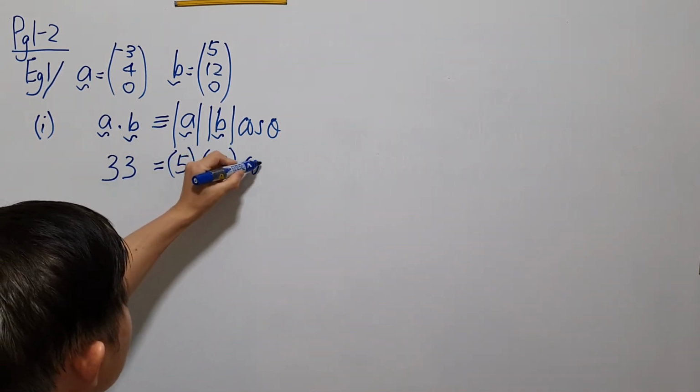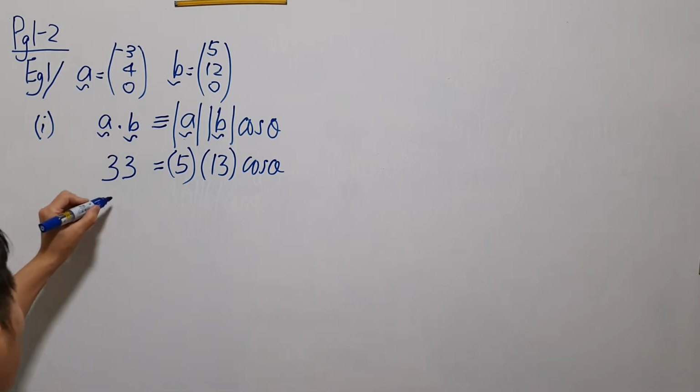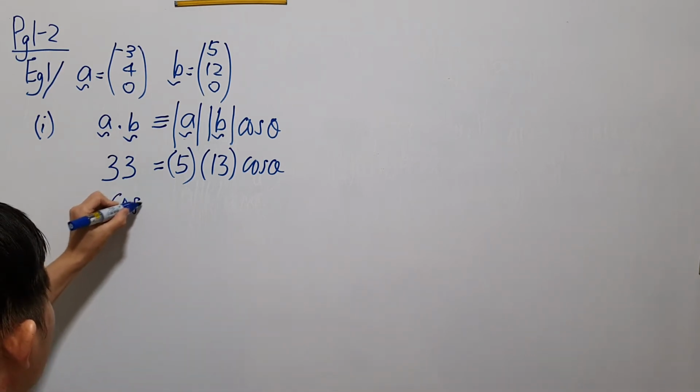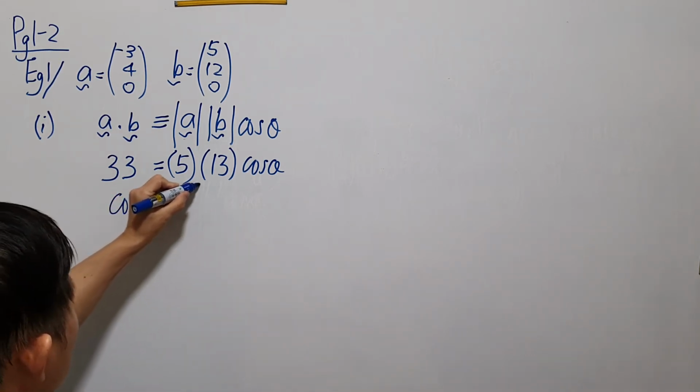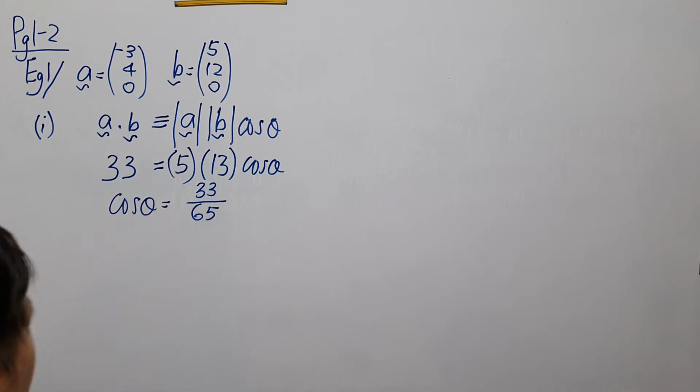And then cos theta. By performing the dot product, we are able to find the cosine of the angle between the two vectors, and this gives me 33 over 65.